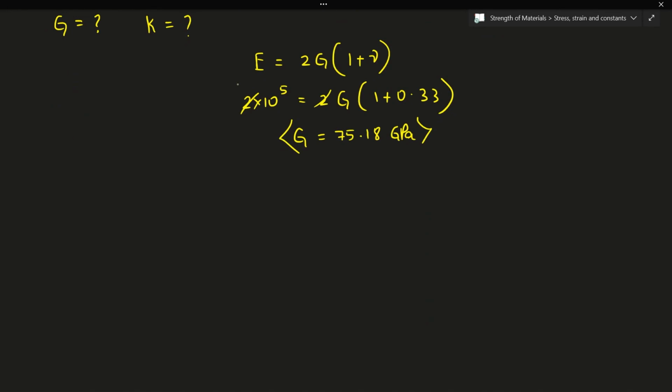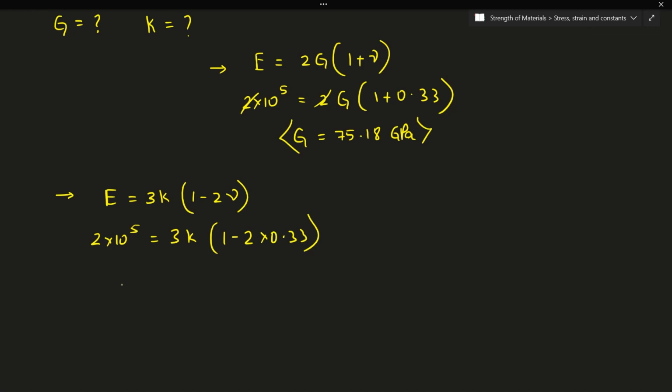Next, we'll have a relationship between elastic modulus and the bulk modulus, which is given by E is equal to 3K into 1 minus 2 nu. If I substitute, 2 into 10 to the power of 5 is equal to 3K into 1 minus 2 into 0.33. For this, K will be equal to 196.1 gigapascal.